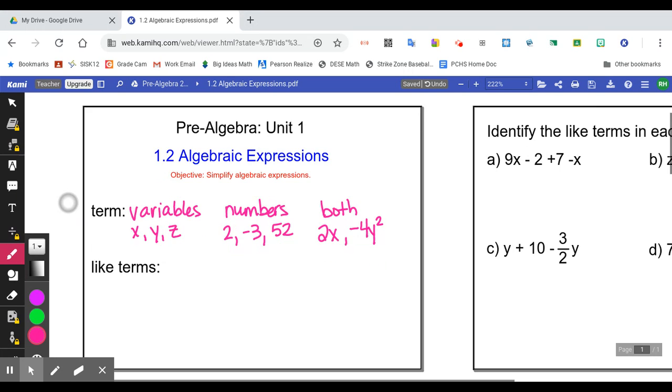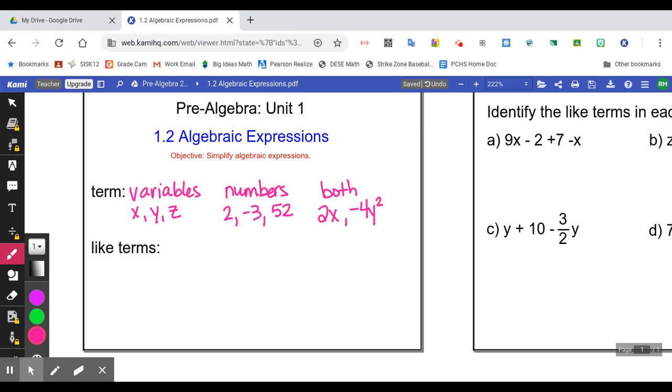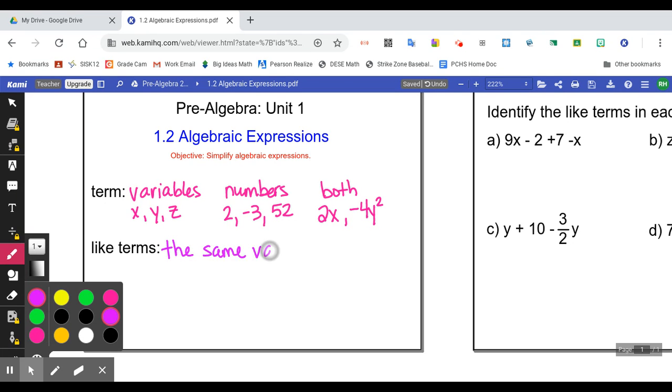So in order to do that, we have to know what like terms are. So like terms are any terms that have the same variable and exponent, okay? The same variable and the same exponent. So the number out in front, or what we call the coefficient, doesn't matter. It's just the variable and the exponent.